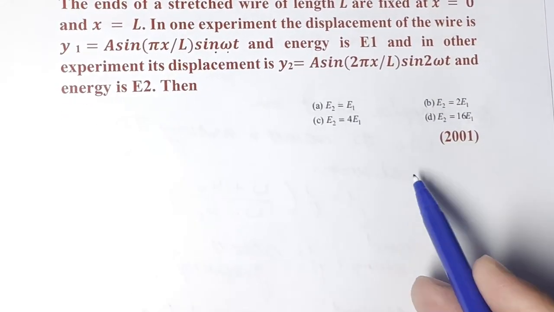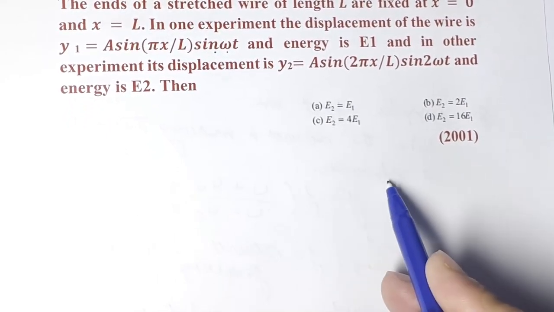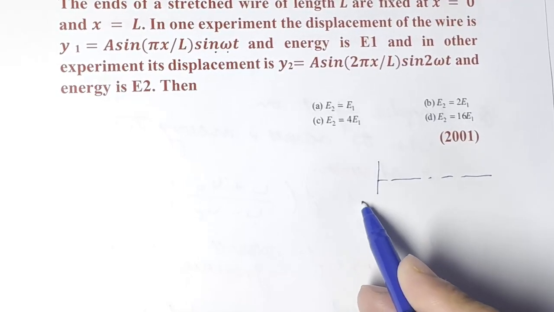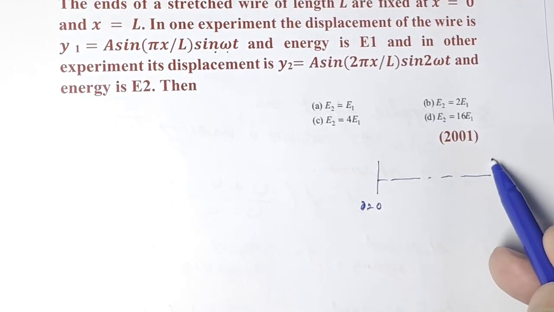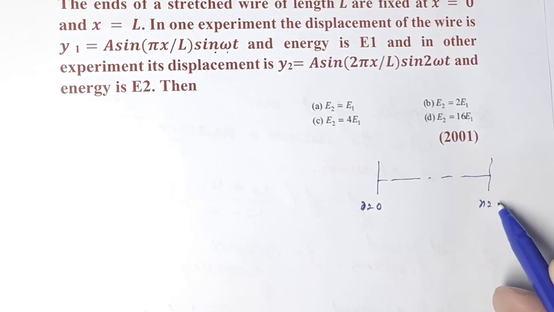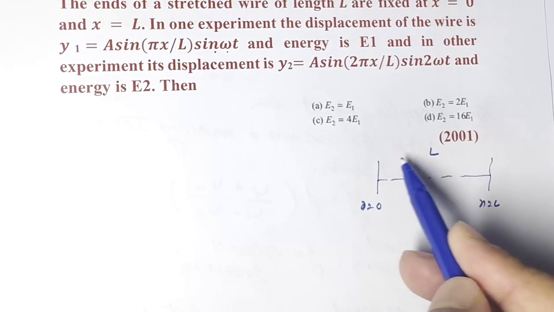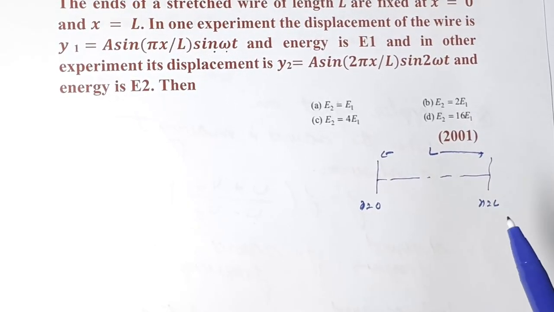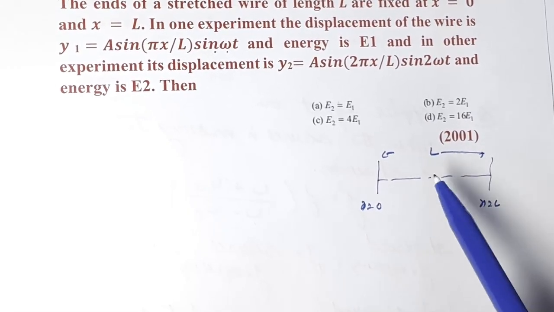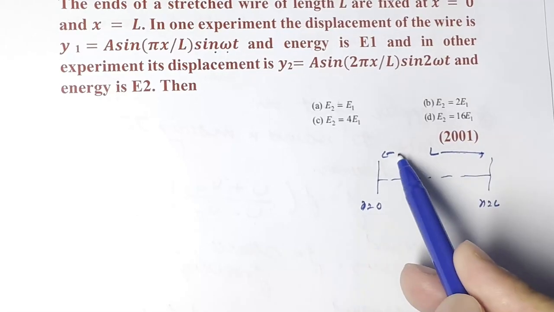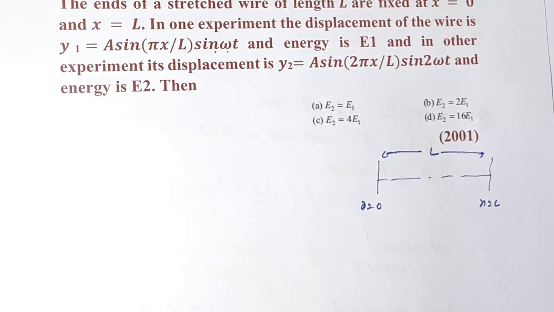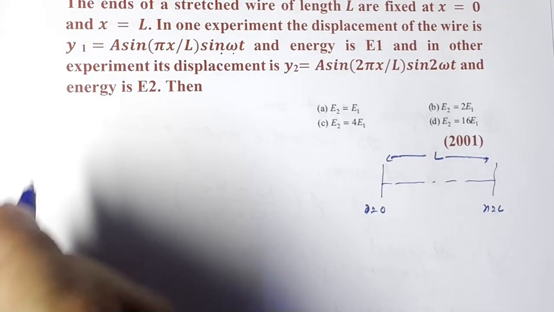So we are given that there is a stretched wire. Suppose this is the wire. The first end is at x equal to 0 and the other end is at x equal to L. So obviously the length of the total wire is L. We have to find out what the respective energies associated with each displacement of the wire will be. So let us consider the first displacement equation, which is given.